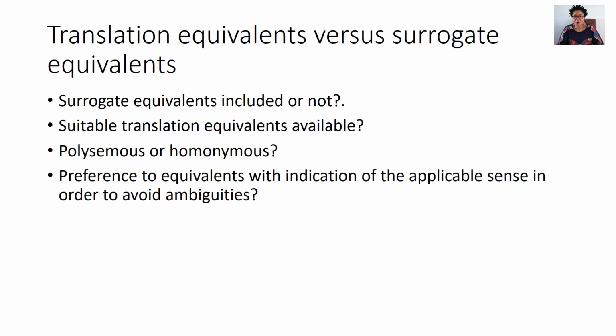Lexicographers should, however, not uncritically include surrogate equivalents in their dictionaries. Firstly, they should not overlook suitable translation equivalents simply because they might be polysemous or homonymous, but rather use such equivalents with indication of the applicable sense in order to avoid ambiguities.